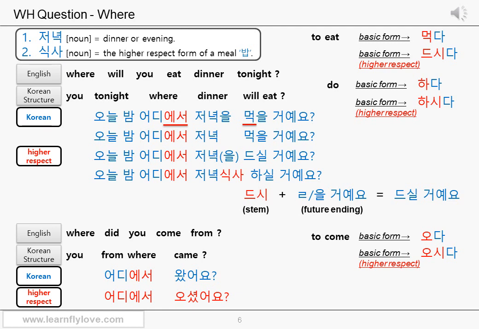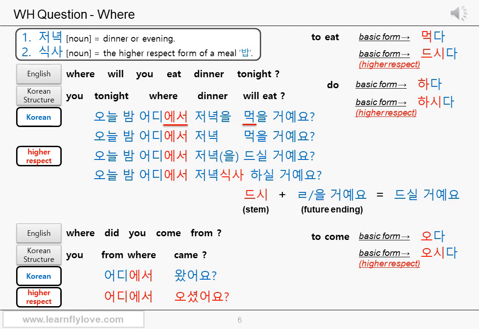The first sentence is just using higher respect form of the verb eat, which is 드시다. So we just need to simply change the verb. 오늘 밤 어디에서 저녁을 드실 거예요? Or without the object particle 을. 오늘 밤 어디에서 저녁 드실 거예요?